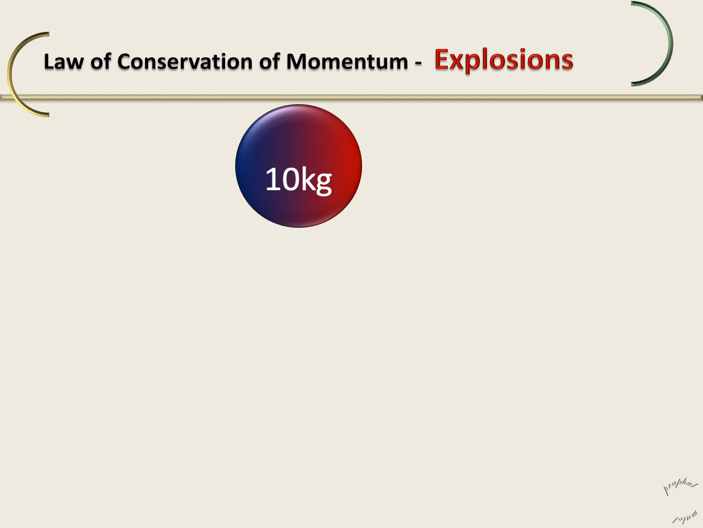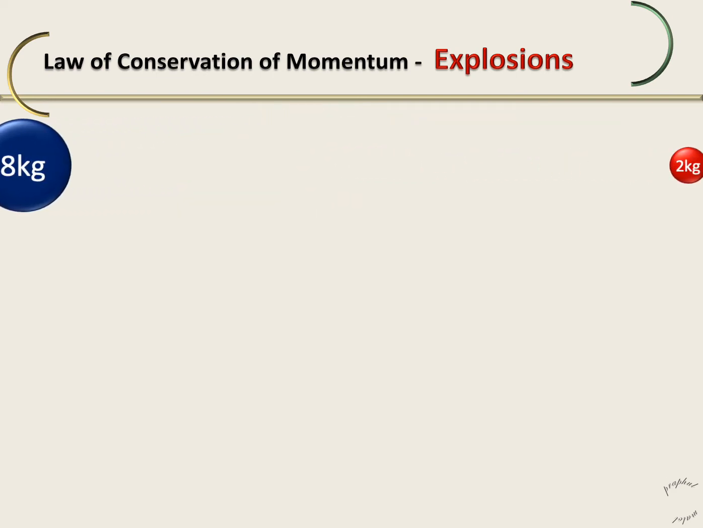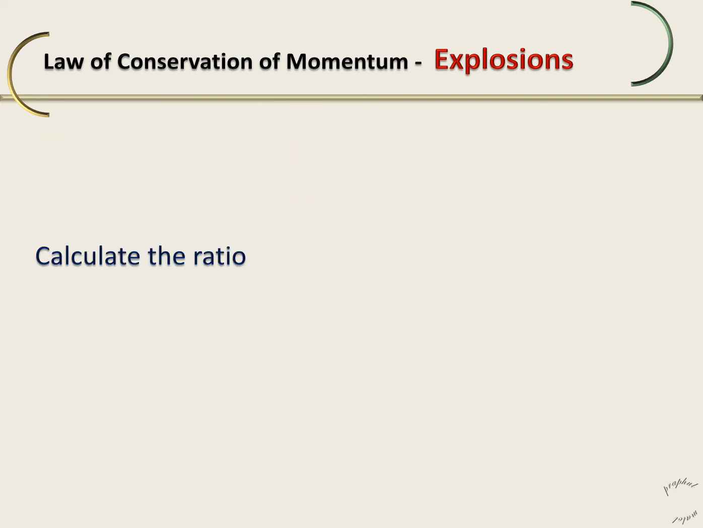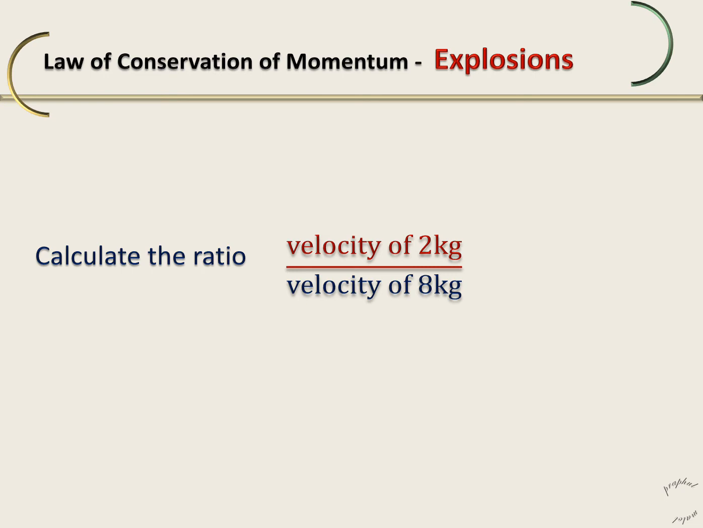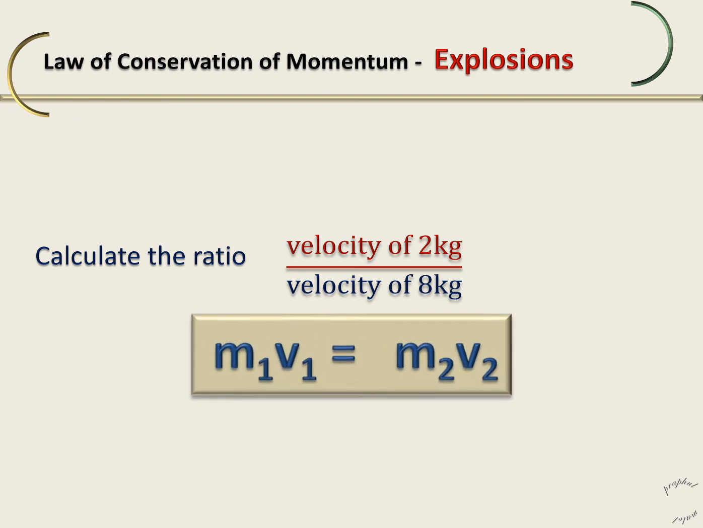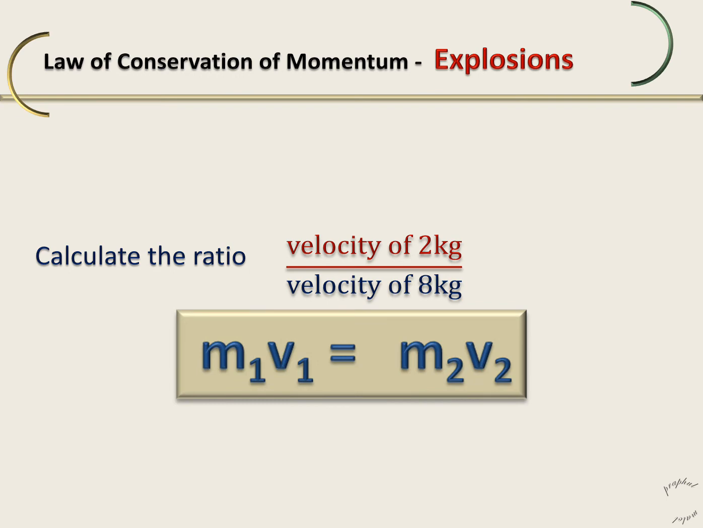So let's do one calculation in explosions. The same example I'm taking, the 10 kg mass splitting into 8 kg and 2 kg. You have to calculate the ratio. The velocity of the 2 kg mass divided by the velocity of the 8 kg mass is how much? That means how much faster the 2 kg mass is going compared to the 8 kg. I'm directly using this equation because I have modified the law of conservation of momentum like this to apply for explosions. Now, cross multiply, bring all the velocities together and all the masses together on the right hand side.